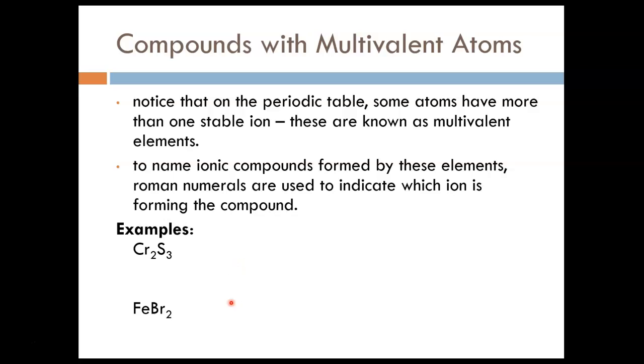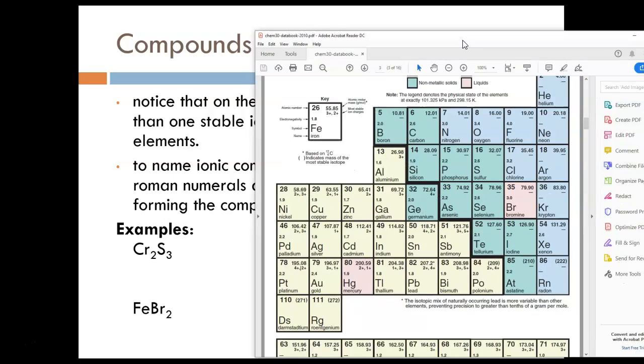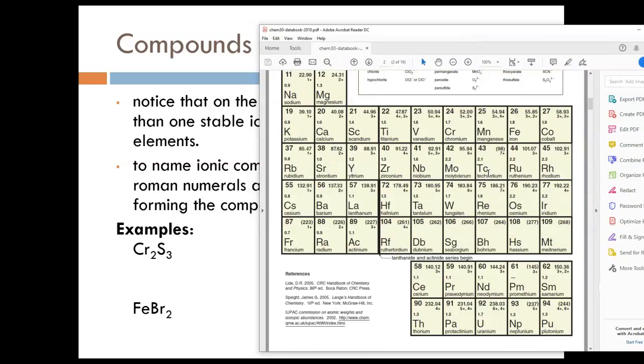So first things first, to come up with the name for one of these, I've given you two examples here of two different compounds. What we have to do first is try to determine what's making up these. We know we have chromium, but if you check on your periodic table, chromium has two versions, a 2 plus and a 3 plus version. I'll just drag this back in here just to show you. So it's got a 3 plus and a 2 plus version.